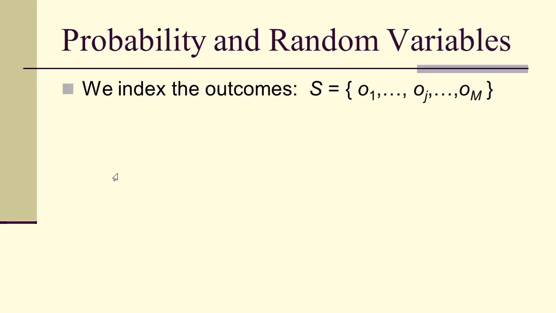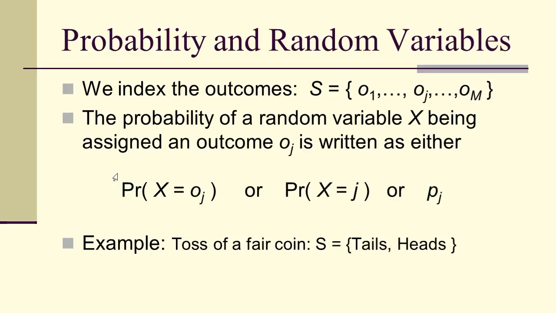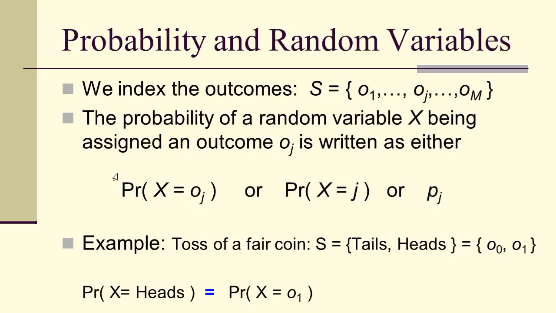Now, if we have a sample space, we usually index the outcomes, O sub 1 up to O sub j up to O sub capital M. The probability of a random variable x being assigned an outcome O sub j is written probability of x equals O sub j, or the probability of x equals j, or just p sub j. For example, if we toss a fair coin so that S is tails or heads, which correspond to outcomes O sub 0 and O sub 1 respectively, then the probability that x is a heads is the same as saying the probability that x is equal to the event O sub 1, which we will often write just as p sub 1, and in all cases that's a half.